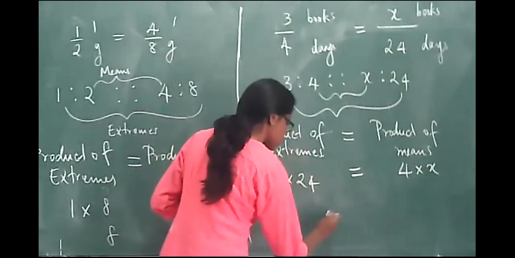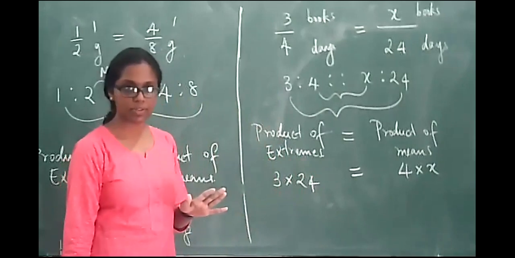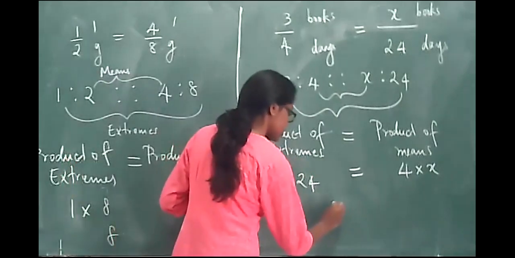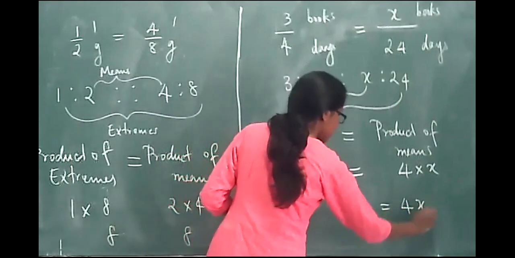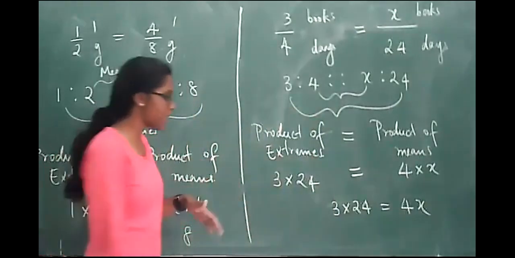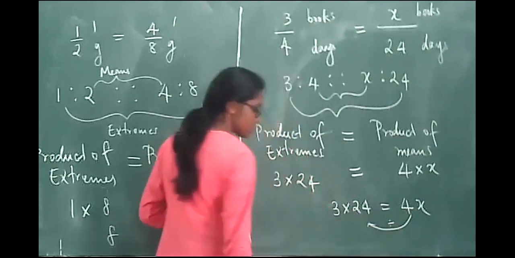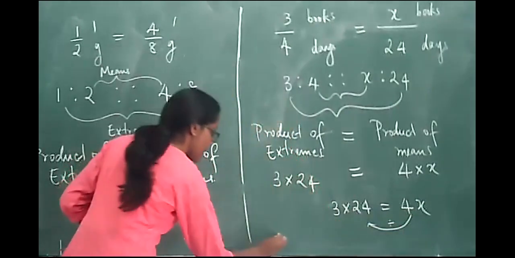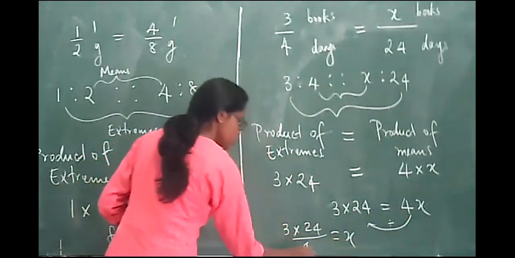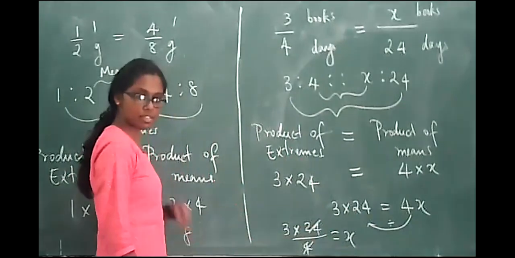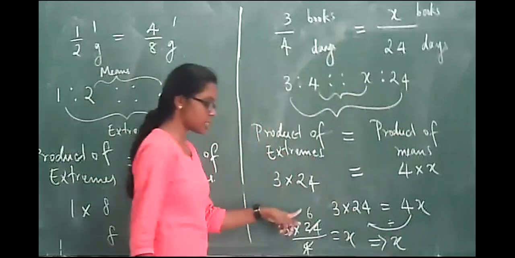Or you could bring, what is 3 into 24? What I did was I just divided 24 by 4, and then whatever it is, I multiplied it by 3. You transfer that here, this is in multiplication, so this comes to division. Transposition. Correct. So 3 into 24 upon 4 is equal to x. So 4 and 24 gets cancelled. 6 4s are 24. So this implies x is equal to 3 into 6, 6 3s are 18.